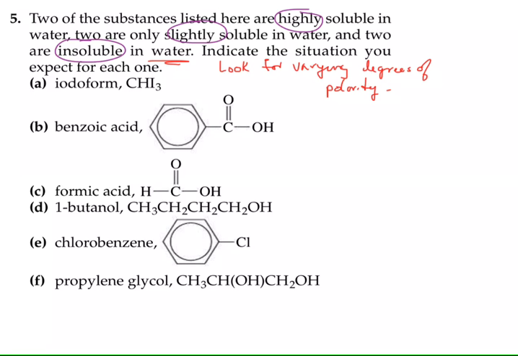Look for varying degrees of polarity. 2 of these substances are highly soluble, 2 are slightly soluble, and 2 are insoluble in water. I hate these. This semester I'm just owning up to it. But you can do it. The two that are most polar will be your soluble ones. The most nonpolar will be your two that are not soluble, and then the two you didn't pick would be the slightly soluble ones. Boy, propylene glycol. That's true, a lot of OHs. The more OHs, the more polar.